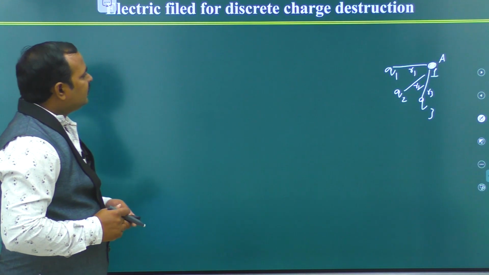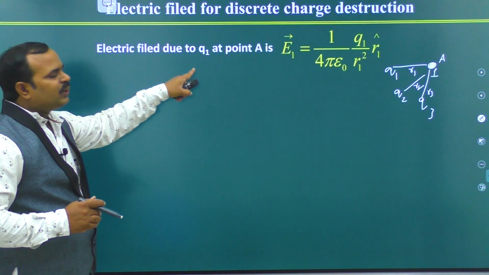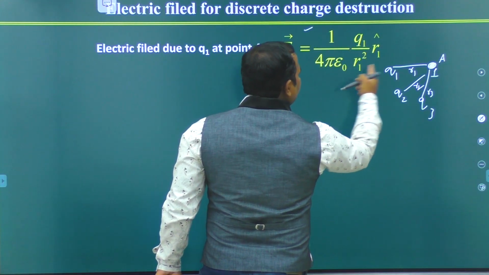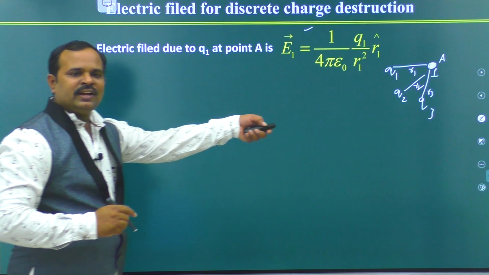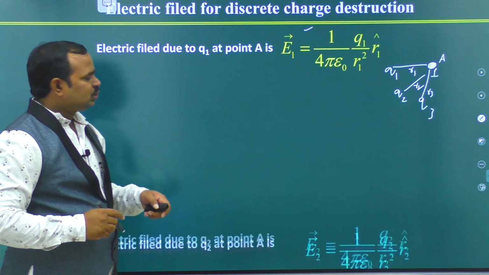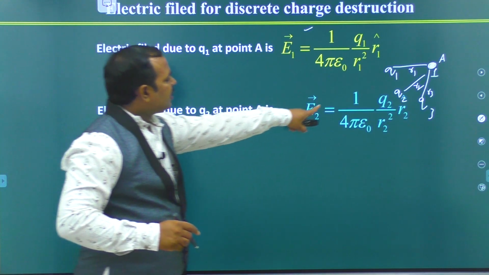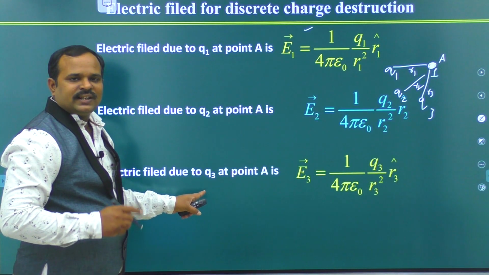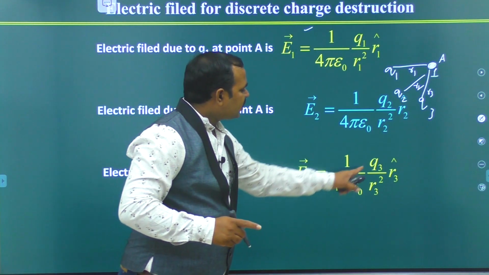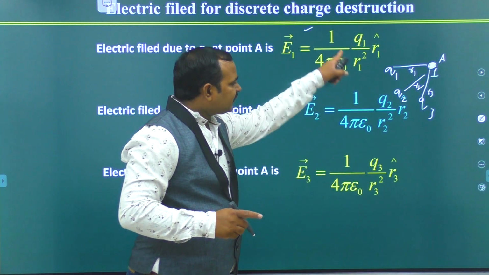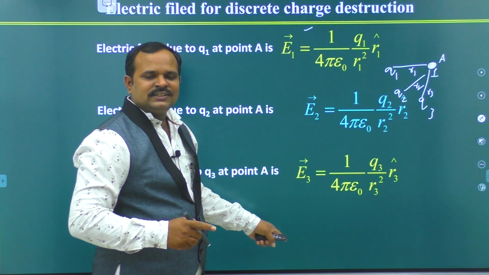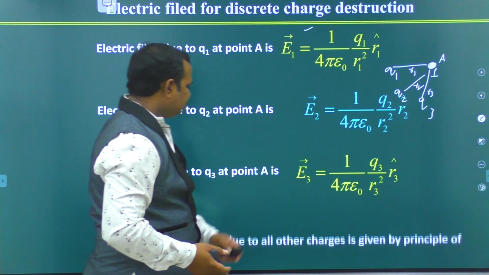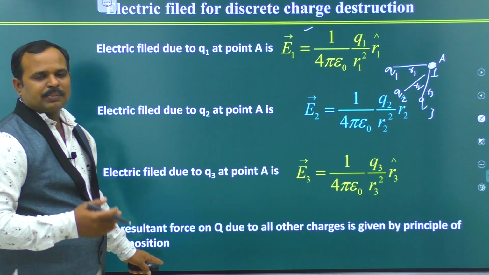You can see here the electric field due to Q1 at a point A is E1 is equal to 1 by 4 pi epsilon naught Q1 by R1 square. Similarly, the electric field at point A due to Q2 is 1 by 4 pi epsilon naught Q2 by R2 square, and due to Q3, that is charge 3, is 1 by 4 pi epsilon naught Q3 by R3 square. Now the resultant electric field is the vector sum of the electric fields due to all the charges. That is given by the superposition principle.